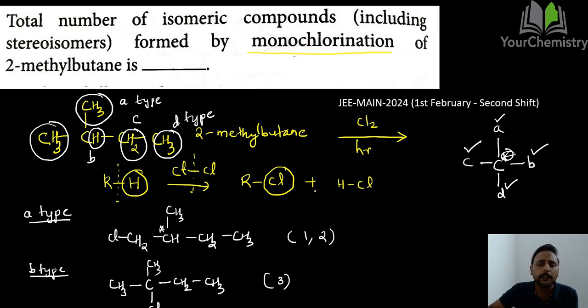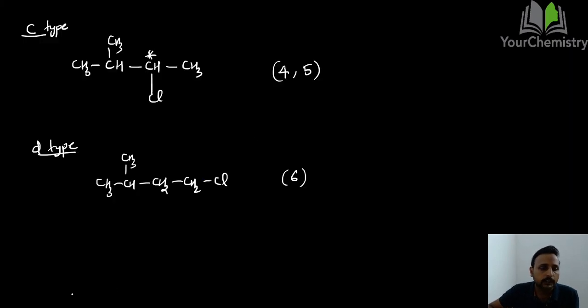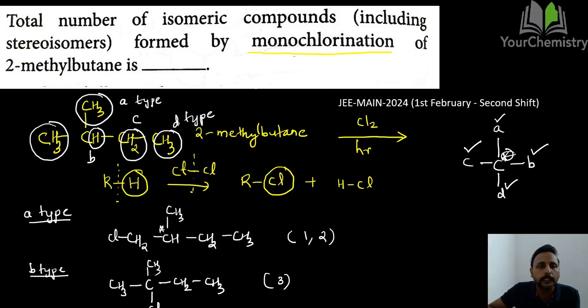Stereoisomers means optical isomers or even geometrical isomers. Conformational isomers we are not counting here because that will be infinite in number, right. So we have seen 1, 2, 3, 4, 5, 6. So the answer for this question is going to be 6. I hope this is clear, right. So let's move on to the next question.